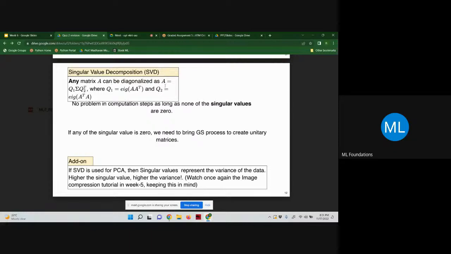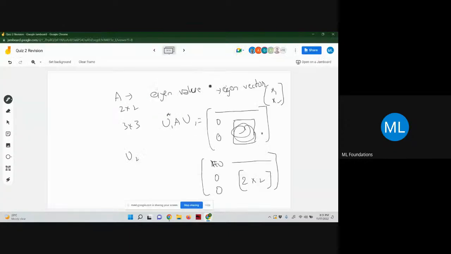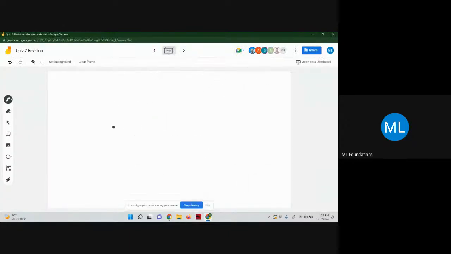So this Q1 and Q2, they are unitary matrices. And this sigma, it's going to contain the singular values. The singular values are going to be nothing but, for A transpose A, whatever eigenvalues we have, say the eigenvalues are lambda, then the square root of the lambda is called the singular value.